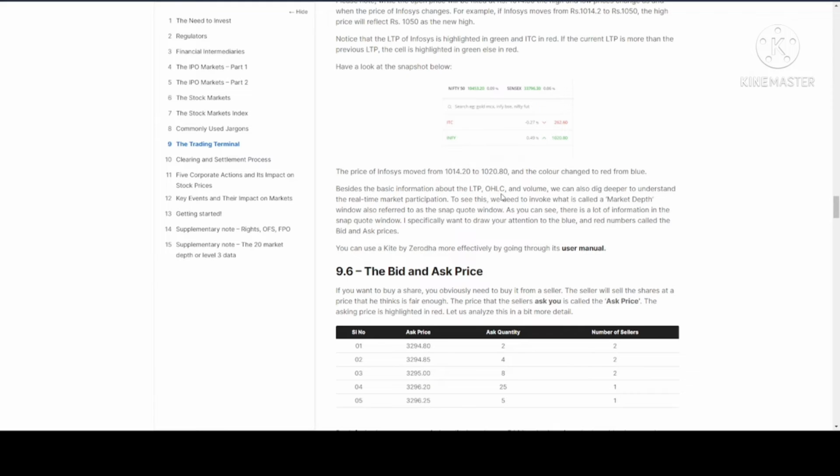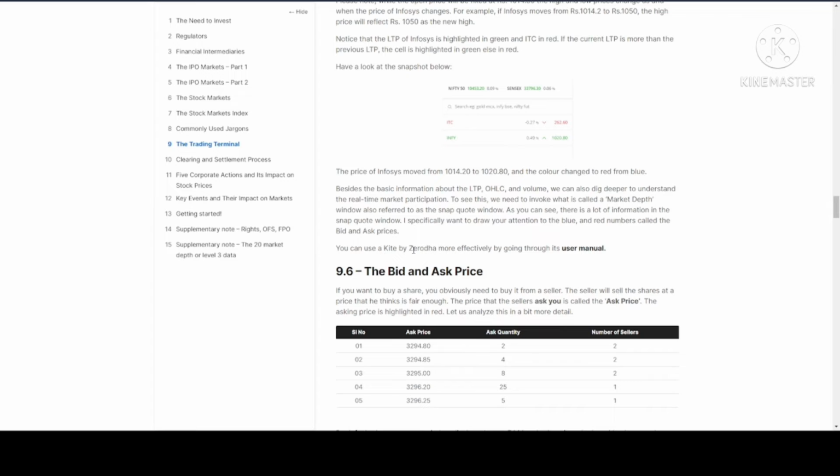Besides the basic information about the LTP, we can also dig deeper to understand the real-time market participants. To see this, we need to invoke what is called the market depth window, also referred to as the snapshot window. As you can see, there is a lot of information in the snapshot window. I especially want to draw your attention to the blue and red numbers called the bid and ask price.